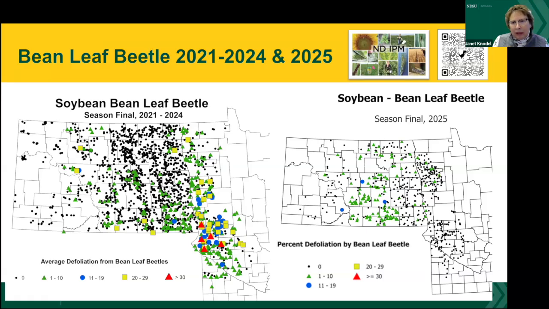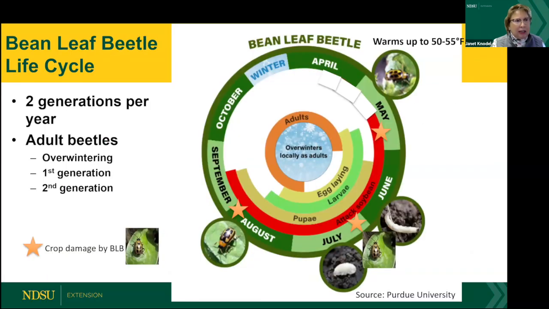And the map on the right is from 2025, and you can see we did have a few hot spots with bean leaf beetle this last year in the central part of the state, and I'm sure there are more that we're not aware of. I don't really like this life cycle chart of bean leaf beetle, but it's the only one I could find from Purdue University, so I modified it a bit for North Dakota.